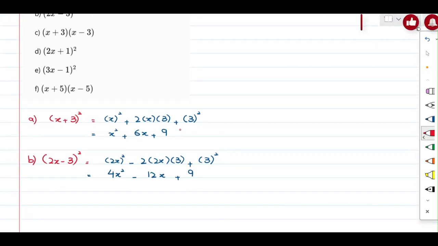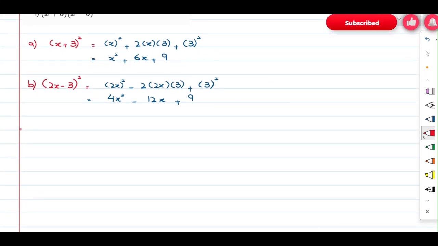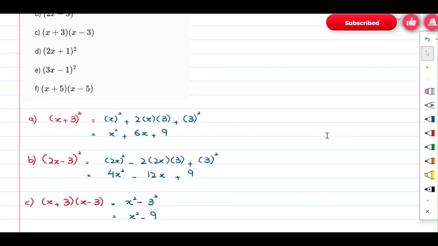Okay, let me try part C, which is x plus 3 into x minus 3. Here we apply the third identity, the difference of squares. When you have two factors, both the same, one with a positive sign and one with a negative sign, this means x square minus 3 square, and 3 square is 9, so x square minus 9. The difference of squares formula we have to apply over here.